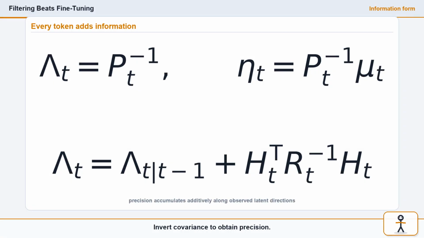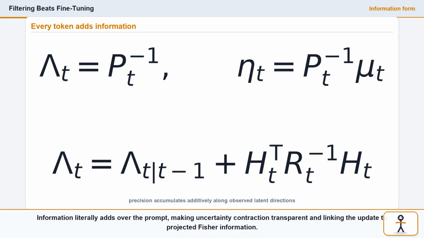Invert covariance to obtain precision. In this information form, each token contributes a positive semidefinite increment. Information literally adds over the prompt, making uncertainty contraction transparent and linking the update to projected Fisher information.